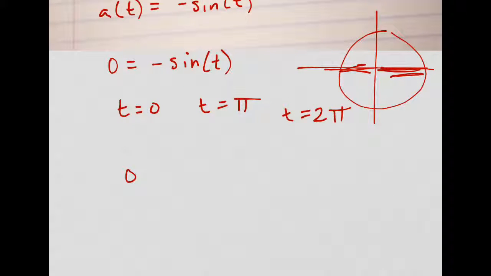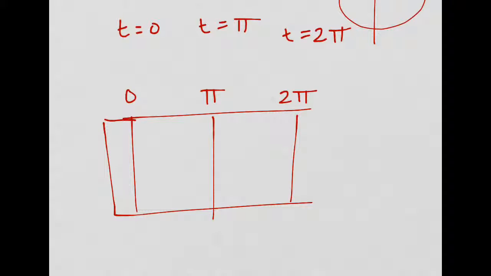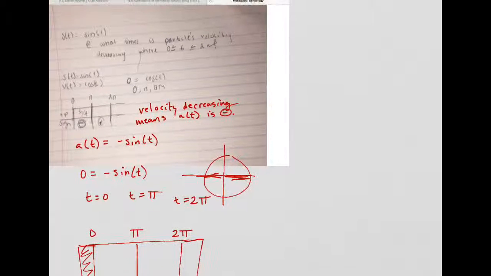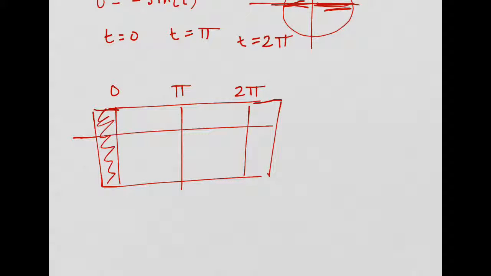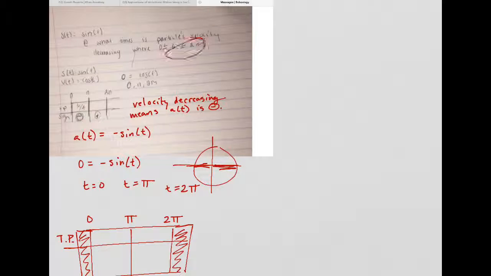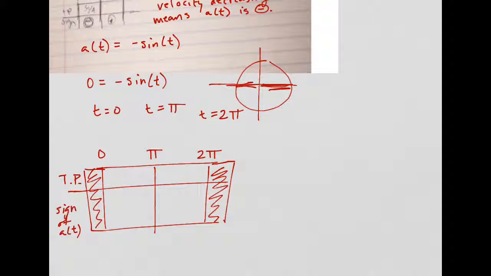And so I'll make my sign chart. And so those are my critical values. I don't need anything on the left side of 0 because it says t is bigger than 0 right there. So there goes that. I can have my test points. Actually, I don't even need anything on the right side of 2 pi for the same reason, because it only goes up to 2 pi. And then this is sine of t, so we're plugging the test points into that.